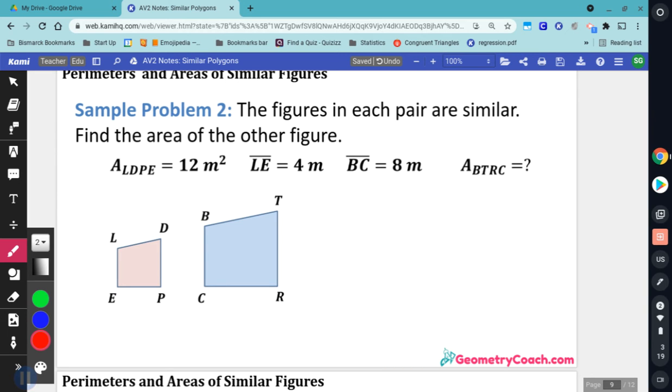Let's see, these figures are similar. Find the area of the other figure. So now you're going to apply area of similar figures. This one has an area of 12. LE is 4. BC is 8. So our scale factor is 2. We multiply the red figure by 2 and we get the blue figure.